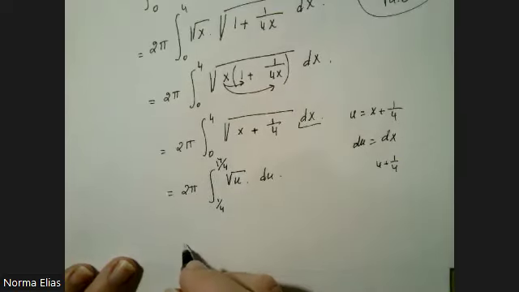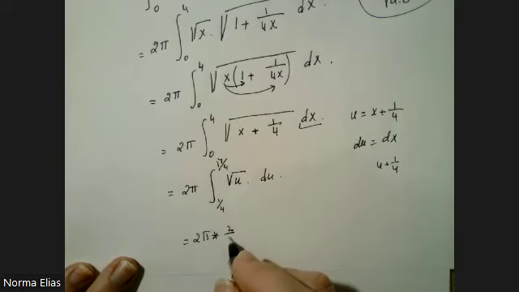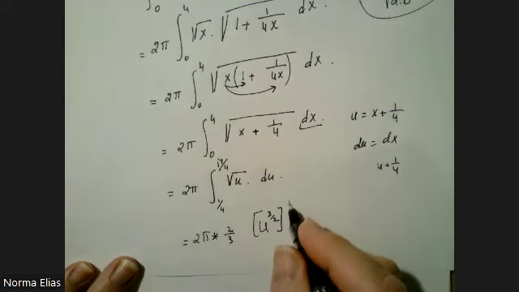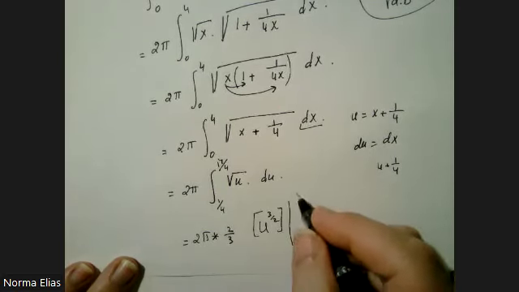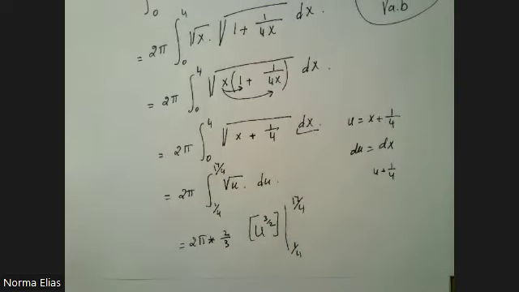And then this will be equal to pi times 2/3 u to the power 3/2. So as you can see, the square root comes up in most of the formula between 17 and 4. And that's the end of it.